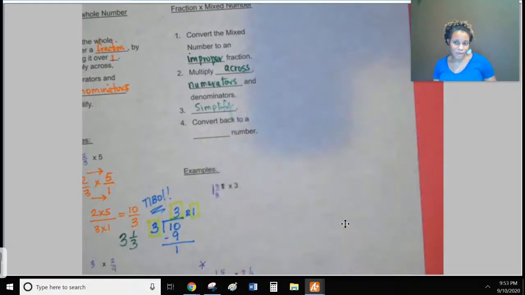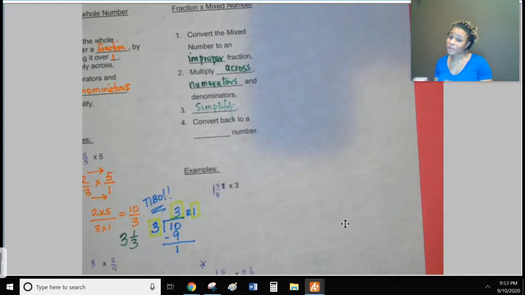A couple years ago, my kids used to always say, simplify, like Wi-Fi.